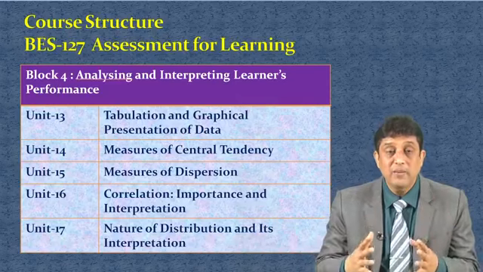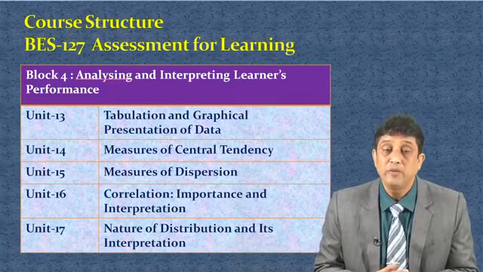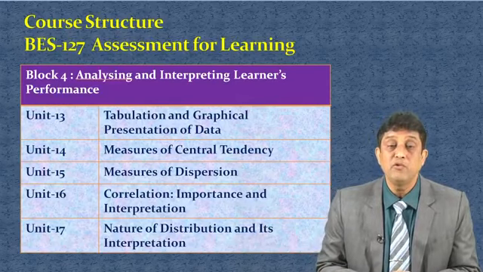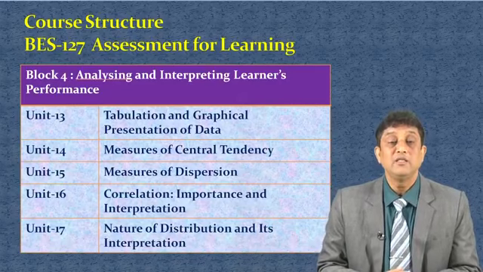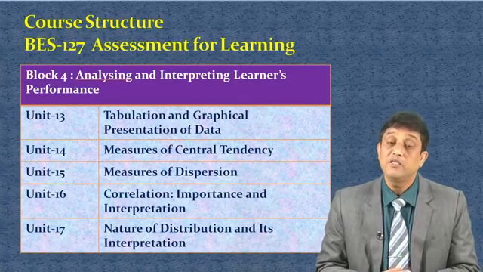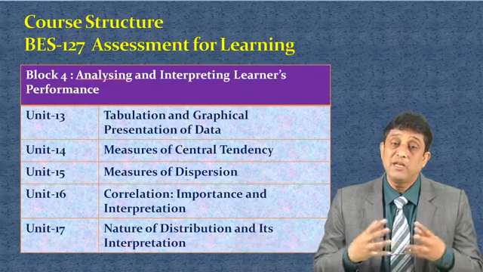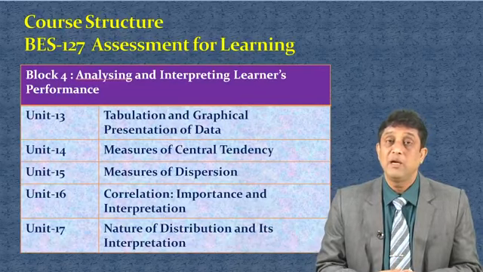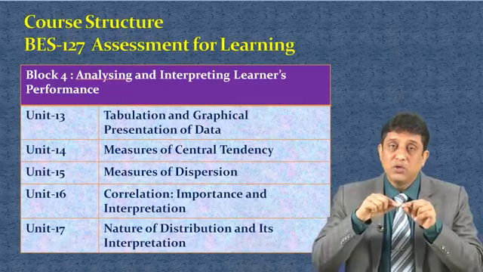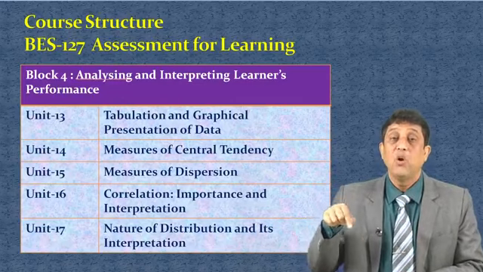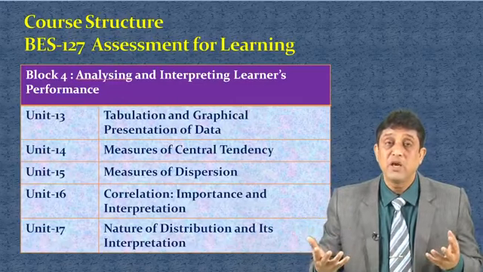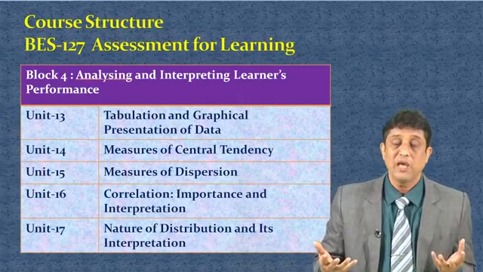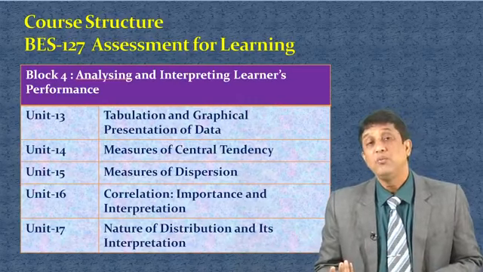Then in unit 17, that is the last unit of this course, here we have discussed the nature of distribution and its interpretation. Okay, so we have discussed that when you are getting the scores of a group, you will find that you do not know whether the scores are normally distributed or not normally distributed, that is, skewed, either negatively skewed or positively skewed.